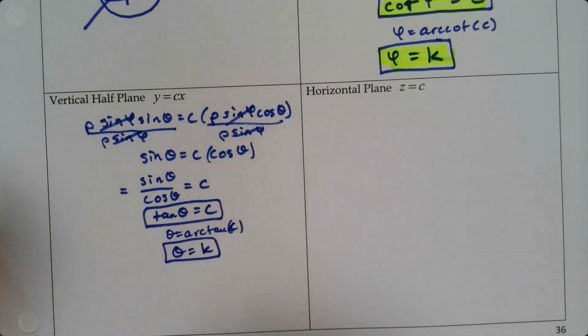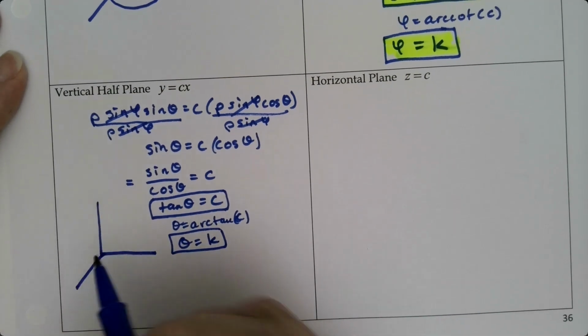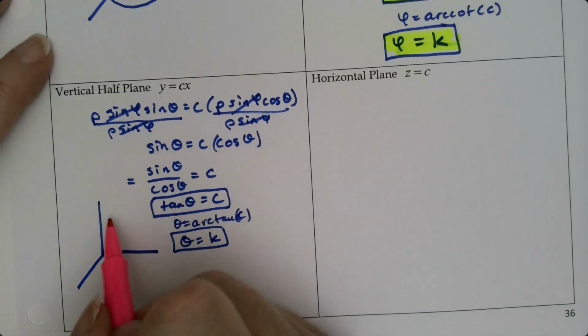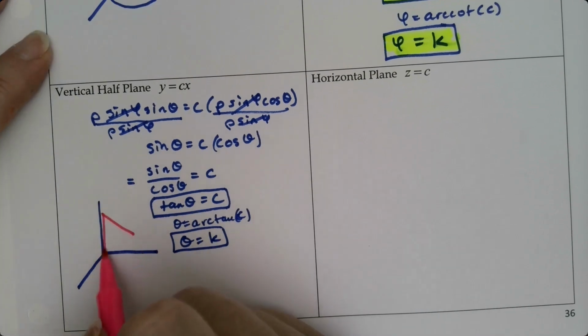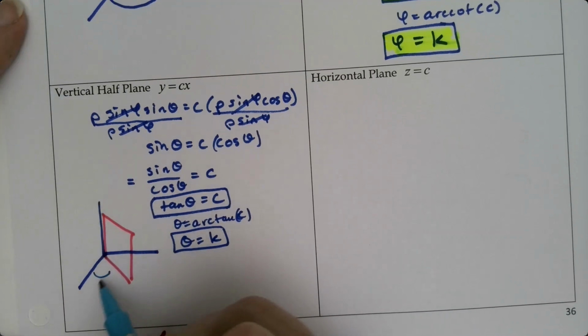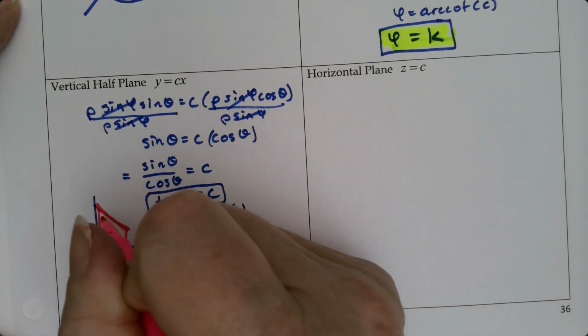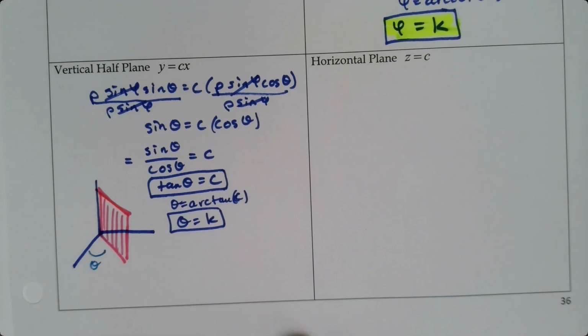So if we have theta is a constant k, that actually works the same way it did in cylindrical coordinates. It becomes kind of a hinged door, right? Here's your theta. So if theta is equal to some constant, then we have this kind of plane coming out from the z-axis, from the polar axis, in this kind of door hingy fashion.